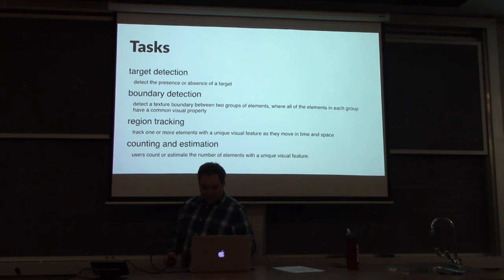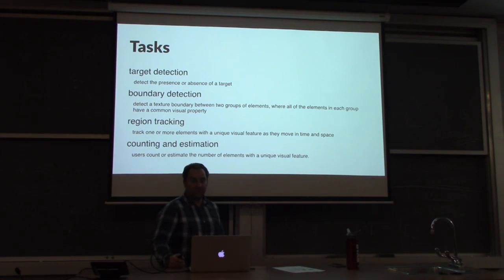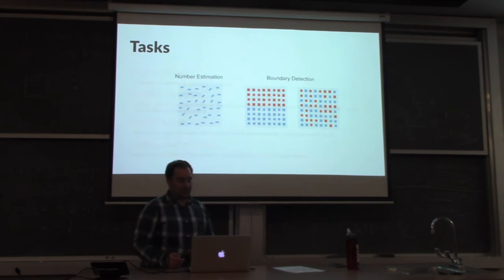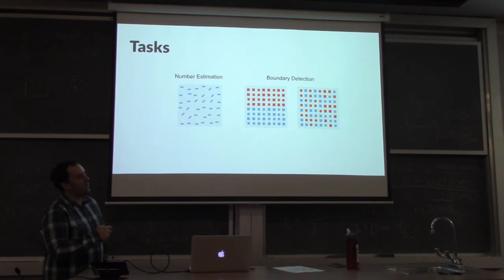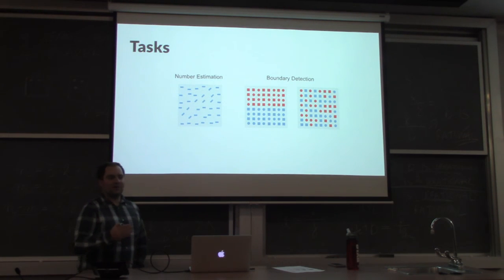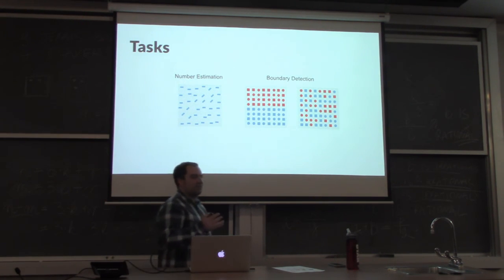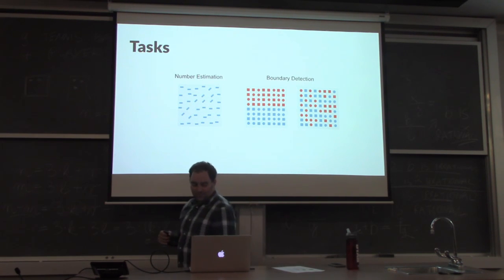For boundary detection, so if you want to distinguish where there is a boundary between two groups of elements, for region tracking, or for counting and estimation. So for example, you have a very, very quick sense of how many elements are not in parallel here. So you kind of have a good idea. These are 6 or 7 elements roughly that have this unique property here.